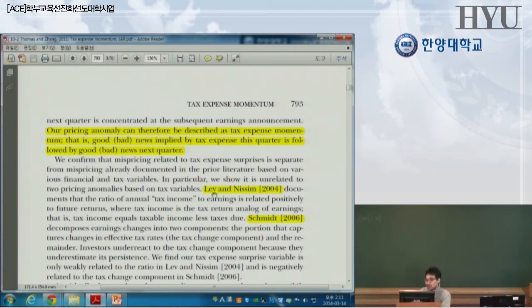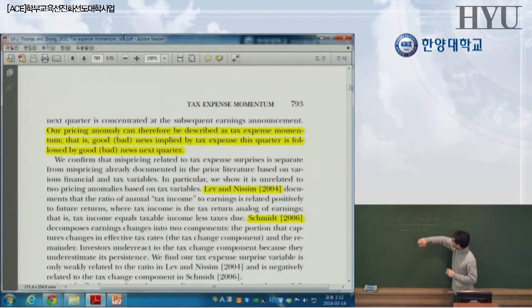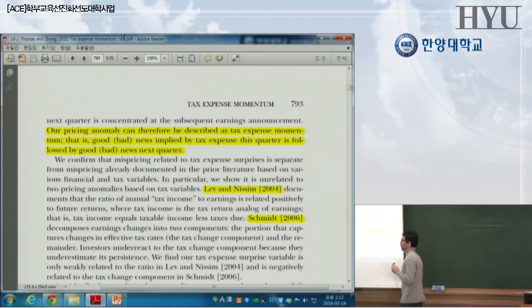Actually, there is other similar literature, like Lev and Nissim, who document the ratio of annual tax to income. They normalize this by the value at t minus 4, and they call this delta t, the tax surprise. In the previous literature, they analyzed only the ratio of tax to assets, and argued that it also has predictive power about future returns. But this paper argues that the gap between the tax and the seasonally adjusted tax, the tax surprise, is important. That's their argument.